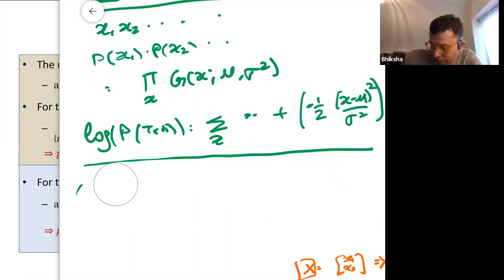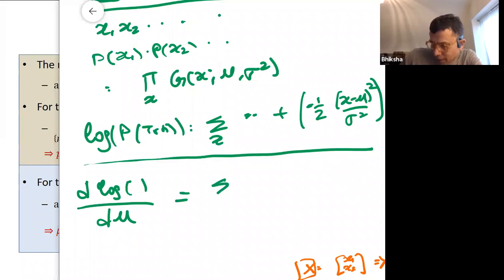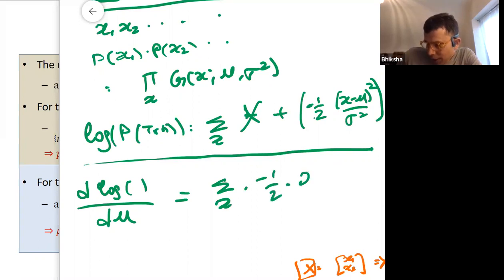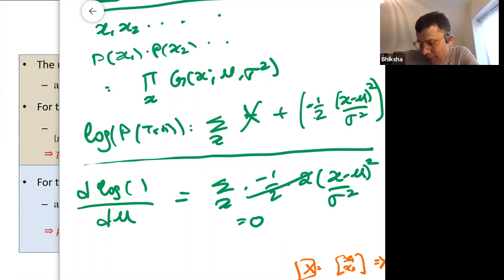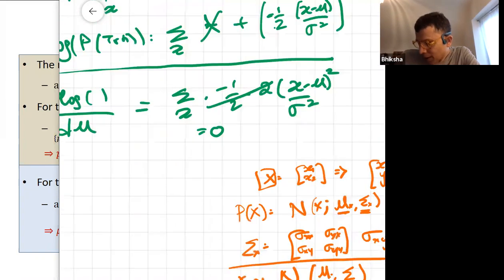So if this is what I'm going to be maximizing, then to maximize it, I do d log term over d mu, which is going to be summation over x. This is not a function of mu, so that goes away. I have the minus half here, then 2 times x minus mu by sigma squared, and I'm going to set this equal to 0. This 2 and minus half go away because you're equating this to 0.